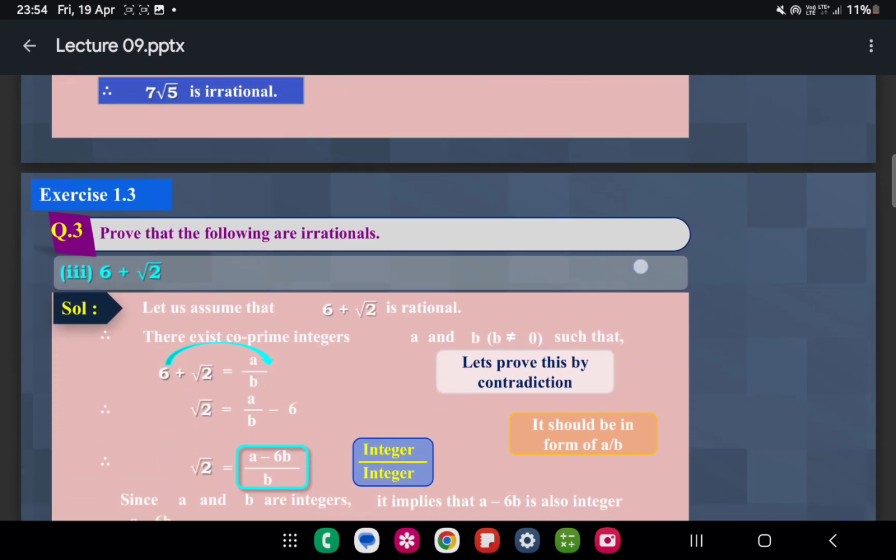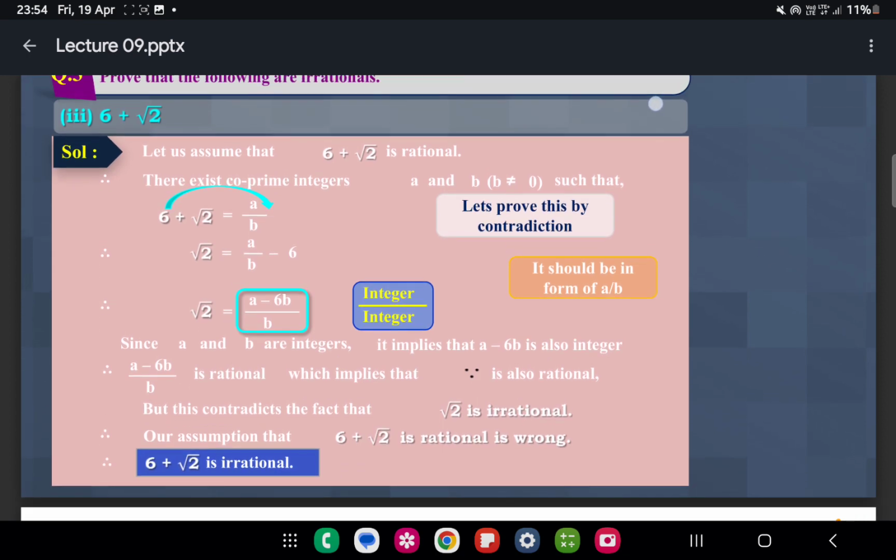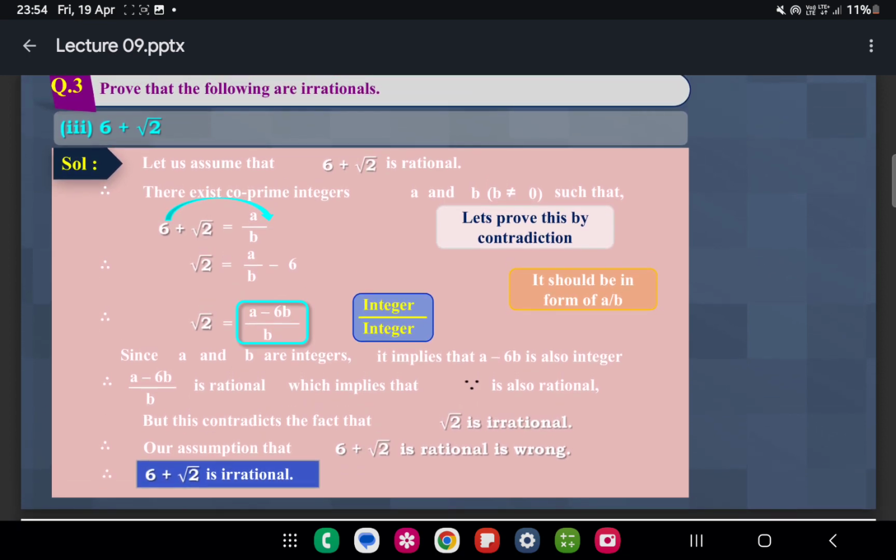Prove that the following are irrational. Students, take all these problems and solutions in your notes step by step, then only you will understand properly. By only seeing all these things you can't memorize them, they can't be stored in your mind.